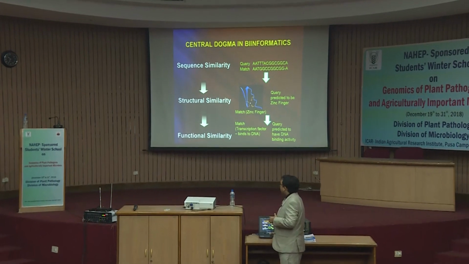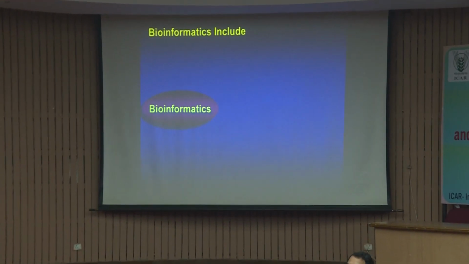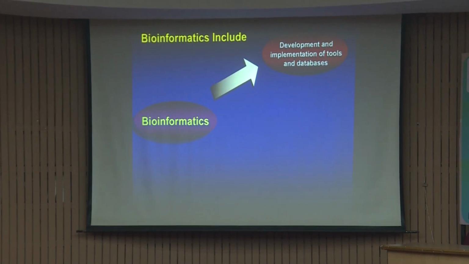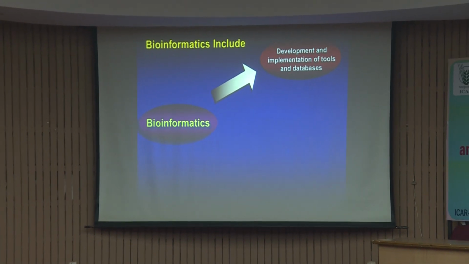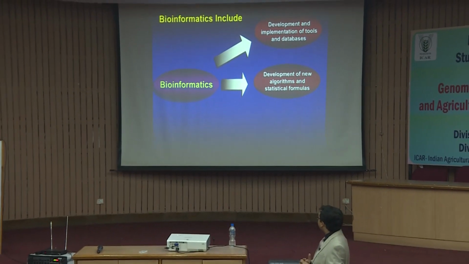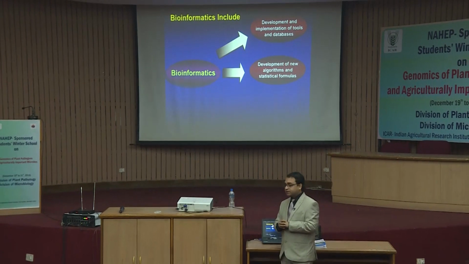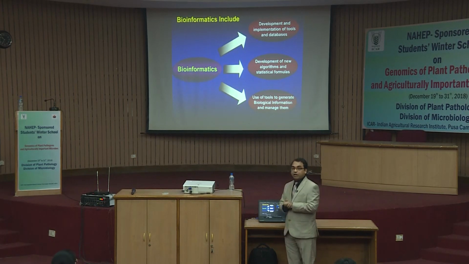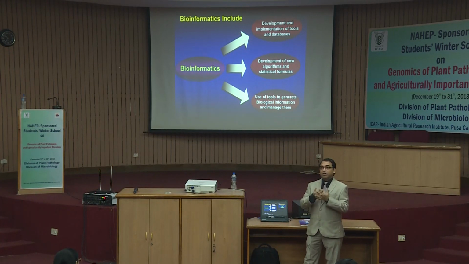So, this is the central dogma of bioinformatics. Bioinformatics is a huge subject, and we can divide it into 3 basic components. The first component is development and implementation of tools and databases. That is not our domain; that is mainly the domain of computer scientists and mathematicians. Then comes development of new algorithms and statistical formulas, again for computer scientists and statisticians. The third point is use of the tools to generate biological information and manage it. This is the domain we are interested in, how we can use these sequences.